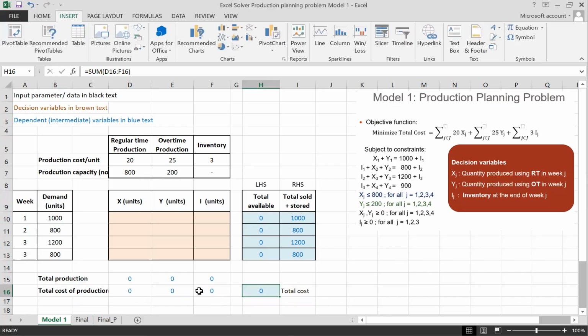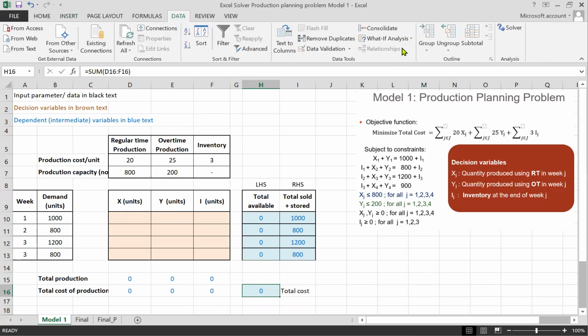Fine. So what we have right now is the objective function, the formula for total cost. In order to minimize it, let's solve this problem, converting this mathematical model into a spreadsheet model and solving it using Excel Solver. Let's go to Excel Solver.